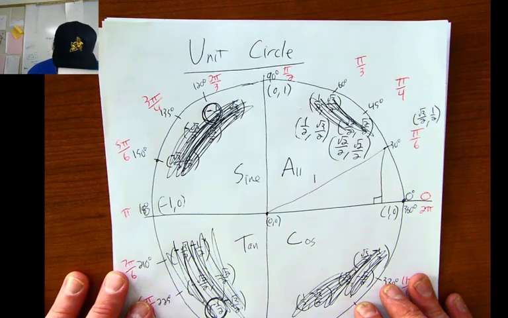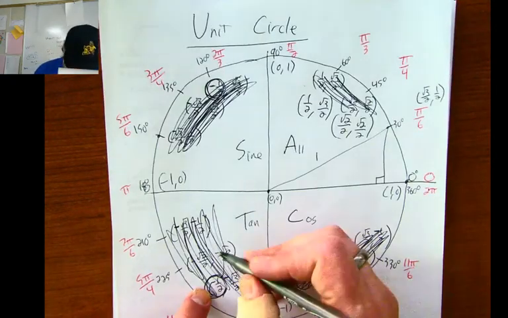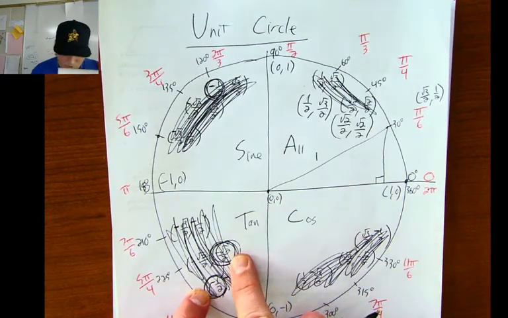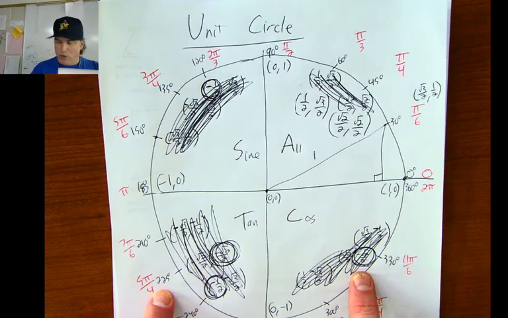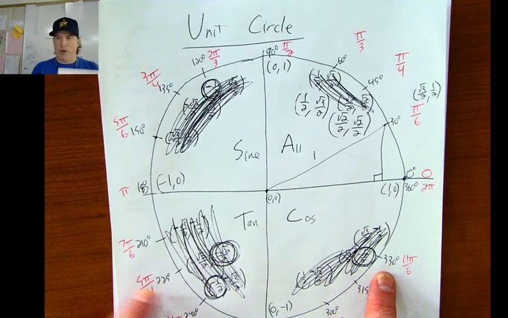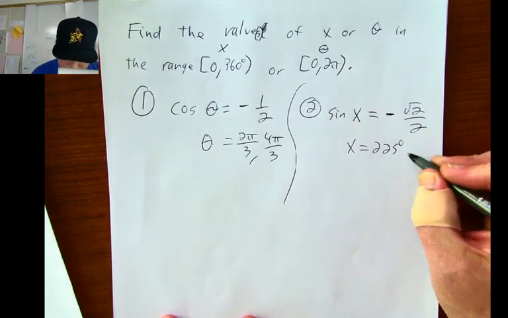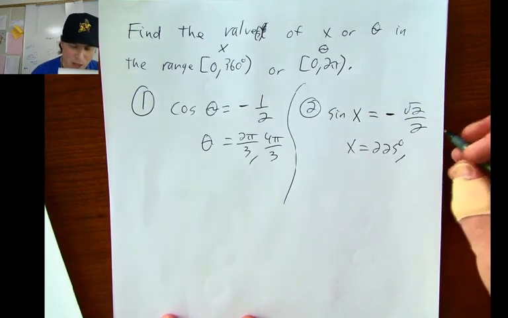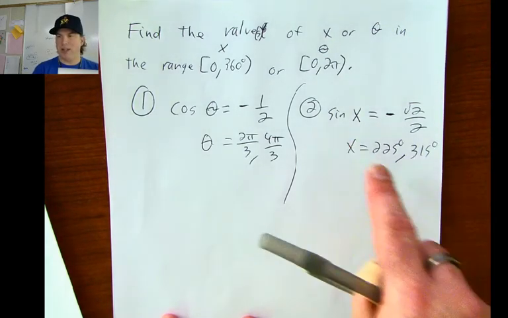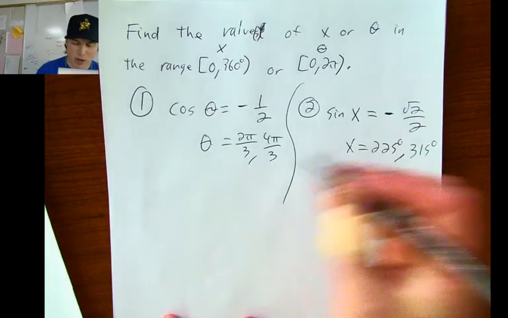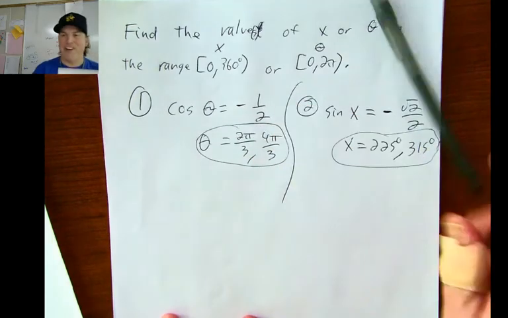And I think y-coordinate, the y-coordinate is going to be negative down here in the third and fourth quadrant. I have negative root 2 over 2 over here, negative root 2 over 2 here, and that's at 225 degrees and 315 degrees. So x equals 225 degrees, comma, 315 degrees. That is the time that the y-coordinates are equal to negative root 2 over 2. And that's solving one-step trigonometric equations.